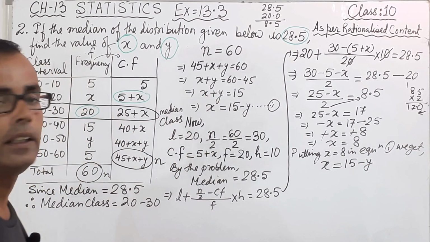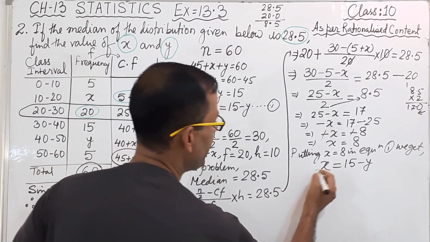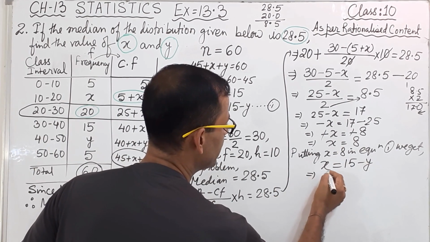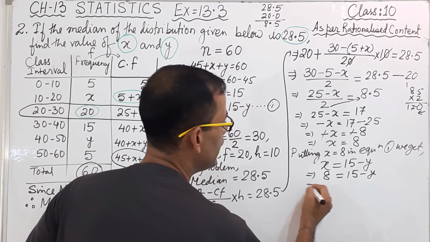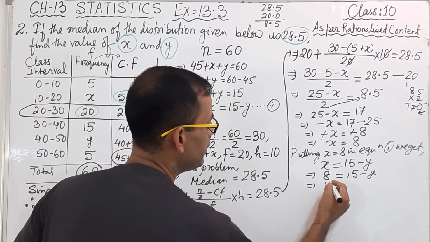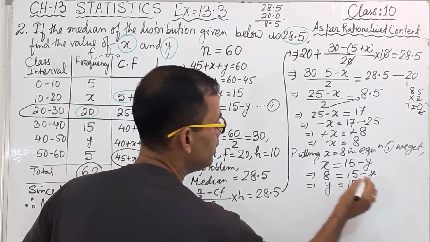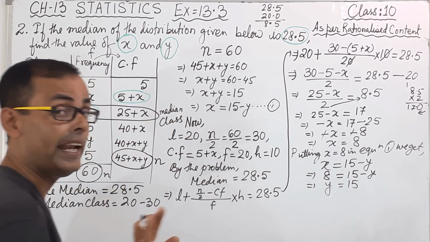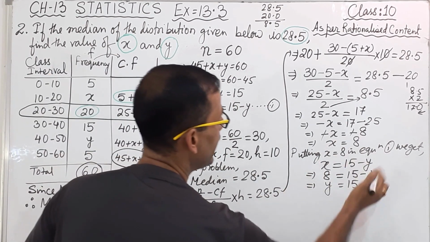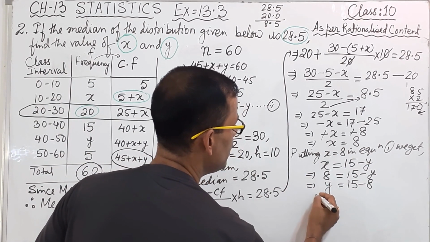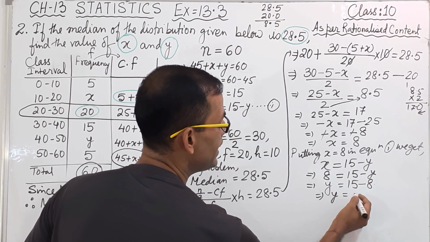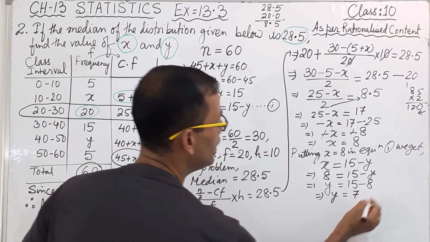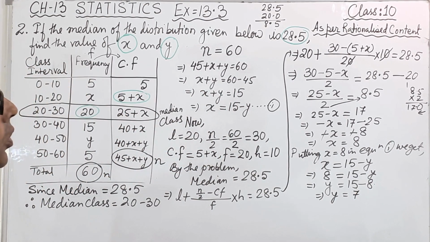Now what will we do? X value you have. X value is 8, equal to 15 minus y. Now minus y, bring it here, plus y. 15 as it is. Now 8 I have not written. Transfer this 8 to that side, minus 8. So what do you get? Y equal to 15 minus 8, that is 7. So you got the value of y also.